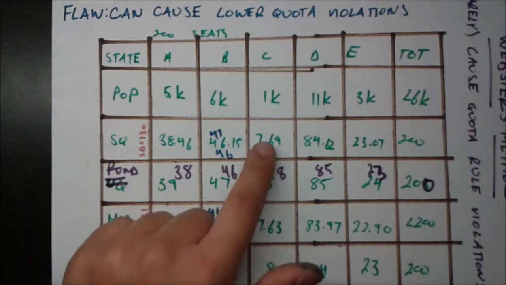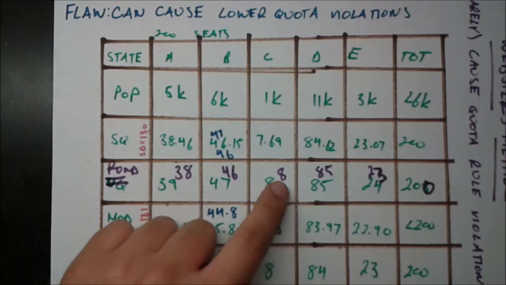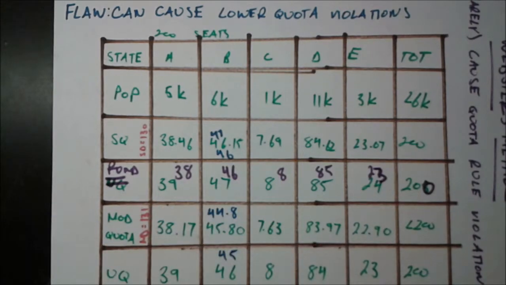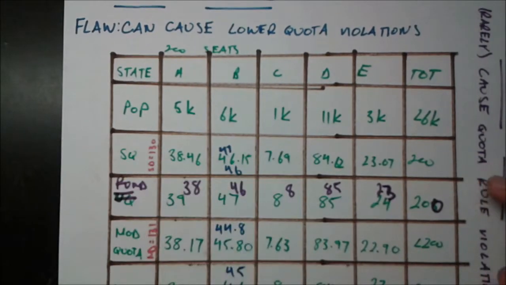This 7.69 is within 0.5 of 8, and 0.5 is a pretty small margin of error if you think about it. For most states, even states that have small populations, 0.5 isn't going to be that huge of a percent of their population. At least not as big as we had with the paradoxes, all those violations and stuff like that.